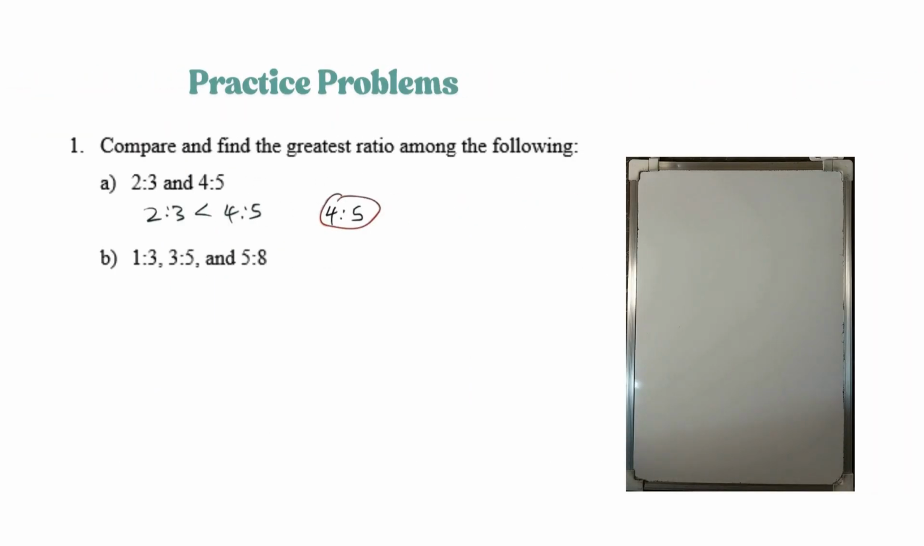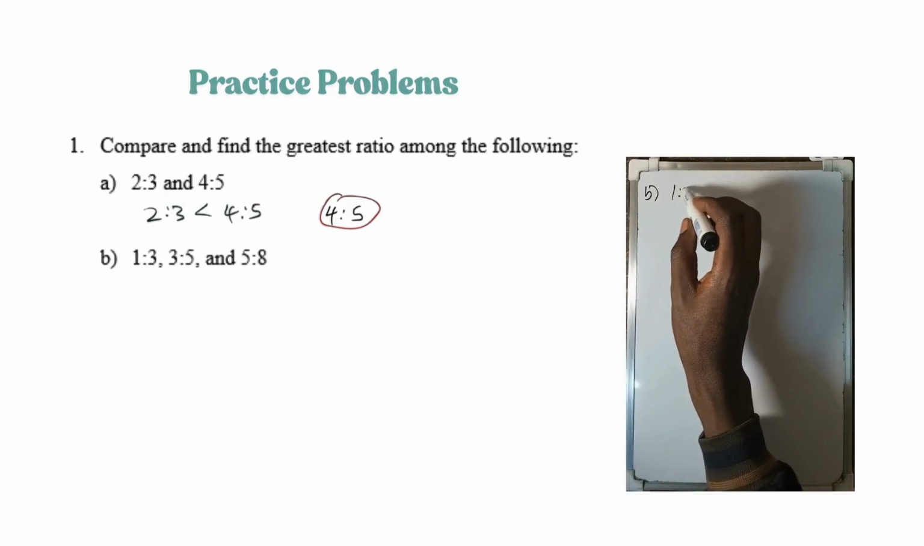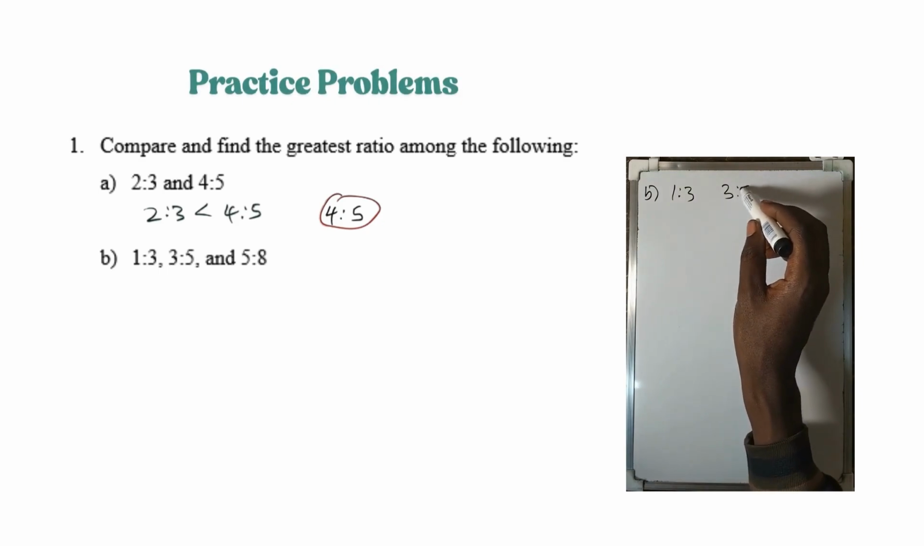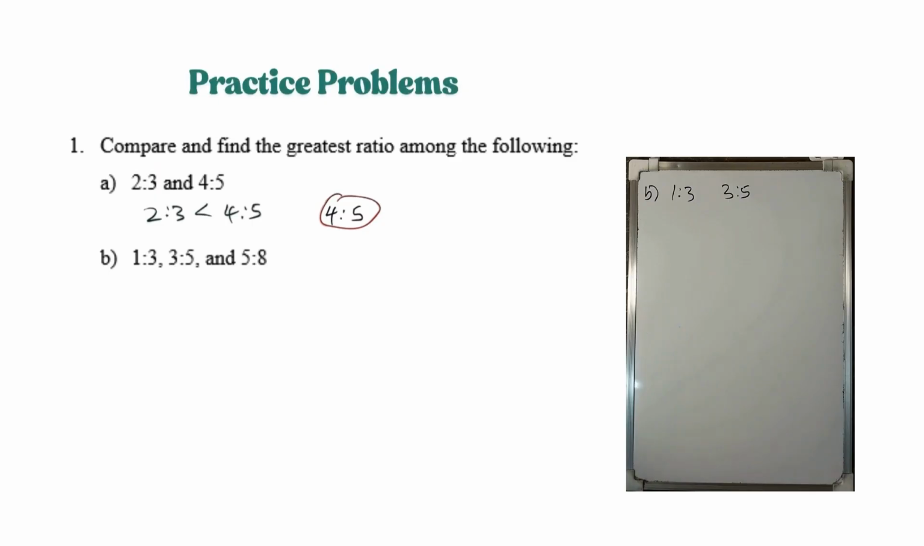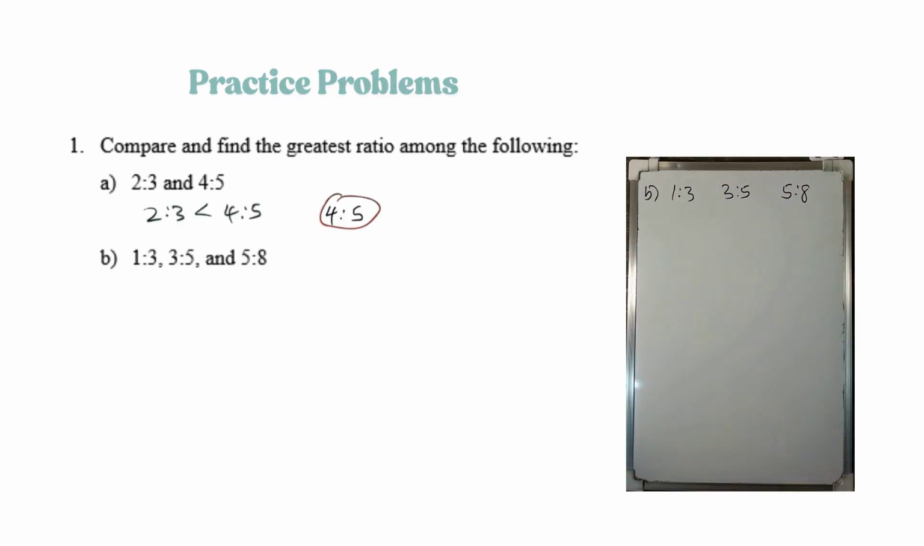For the second one, let's compare 1 to 3, 3 to 5, and 5 to 8. Now, you already know that the first step of comparing ratios is to change them into fractions, and then we can either use the LCM or turn them to decimals and compare.